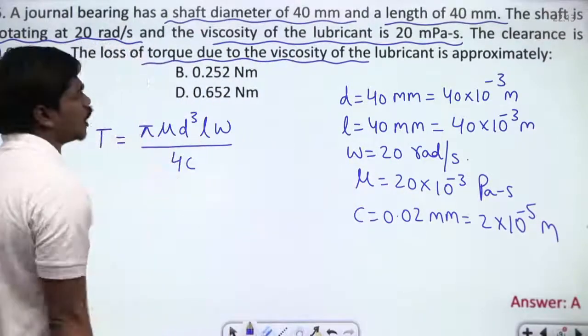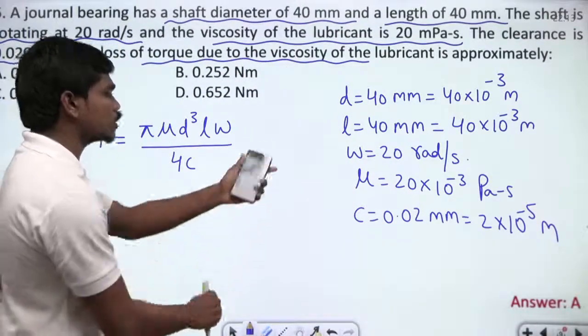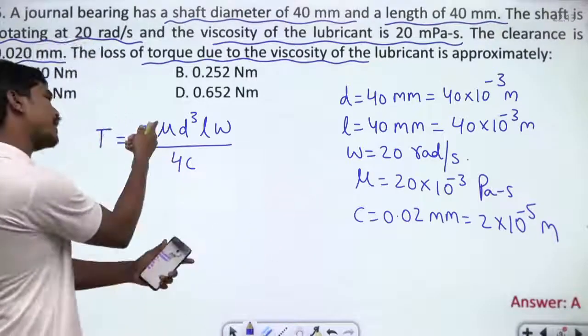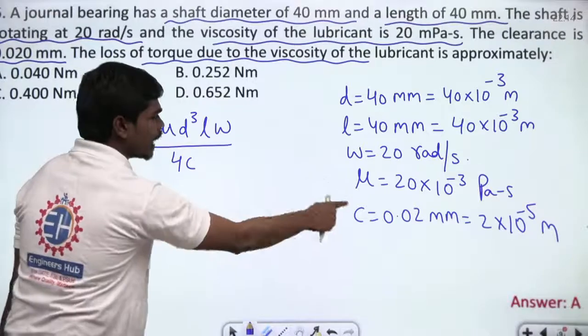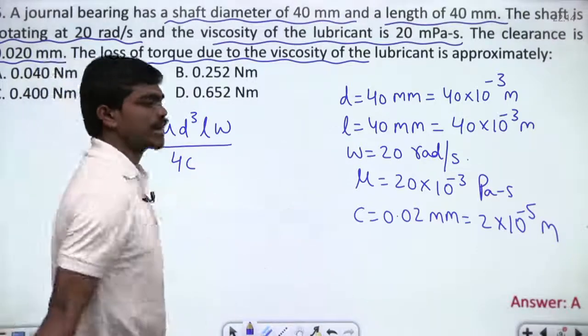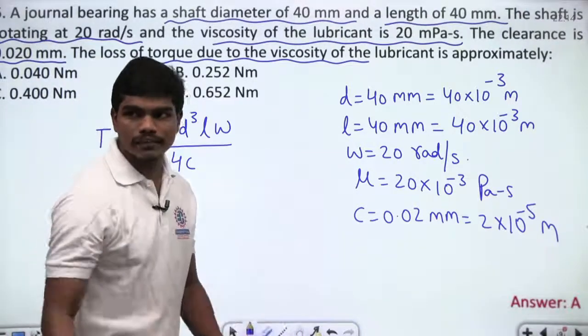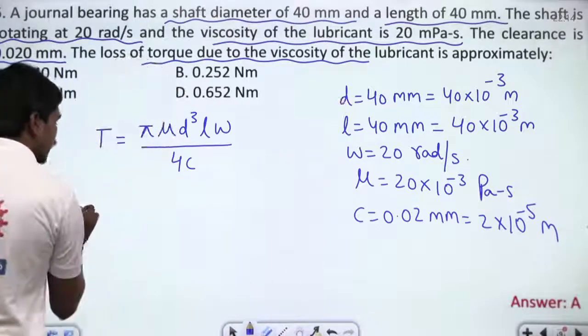They are asking for the loss of torque due to viscosity. We have the values: pi is a constant, mu is given, d is given, L is given, omega is given, and clearance is also given. So can we identify this value? Let us do the calculation.